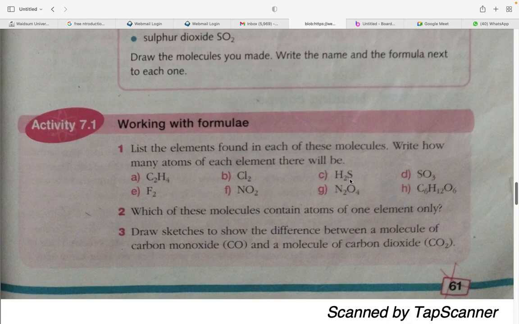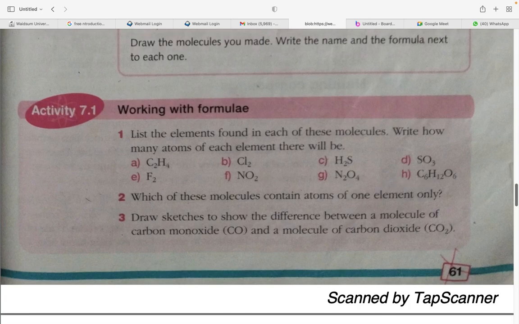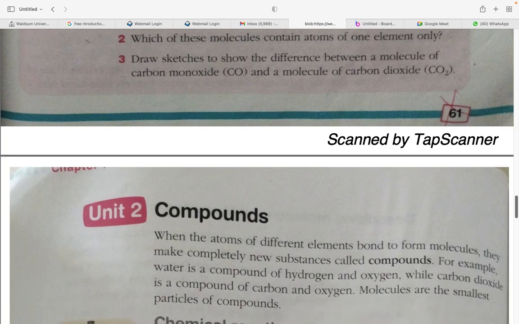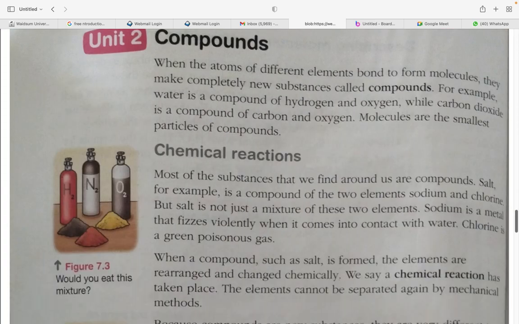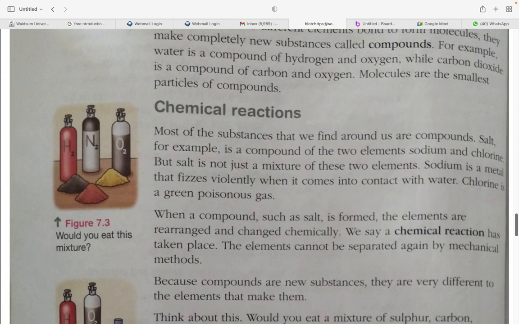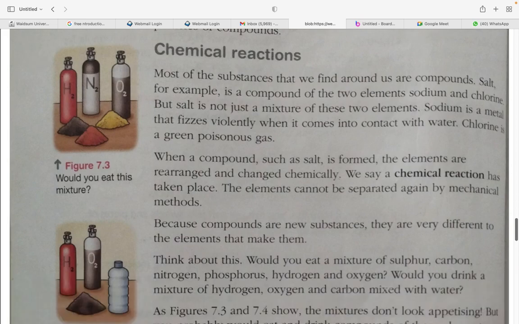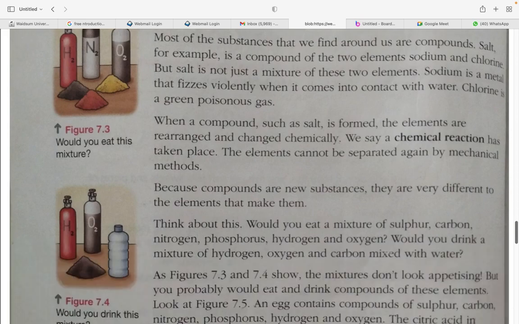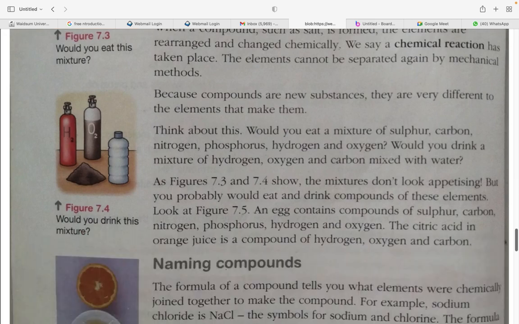Okay, this is a compound, hydrogen sulfide. This is a compound, trioxosulfates, sulfur and oxygen, and so on and so forth. So a compound is a mixture of two or more elements that are chemically combined together. So there must be a chemical reaction in order for compounds to be formed, because you take hydrogen, you take oxygen, you react them together chemically in order to produce a compound. Is that okay?